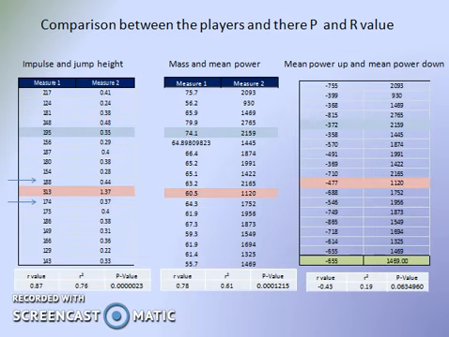However, mean power up and mean power down have a negative correlation, as it's a minus R value, and it has no significance as the P value is above 0.05, as it is 0.063.